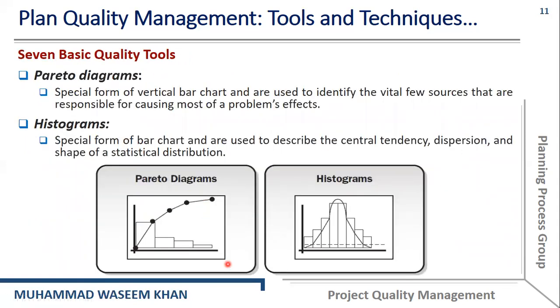Then we have the Pareto diagram and the histogram. So the Pareto diagram is a diagram that is based on the 80/20 rule. It is a specific form of the vertical bar chart and is used to identify the vital few sources that are responsible for causing most of the problem's effects.